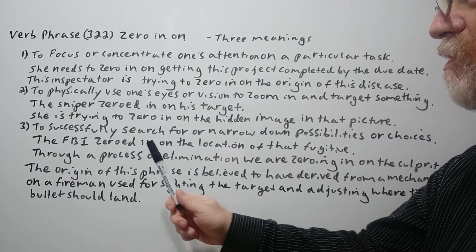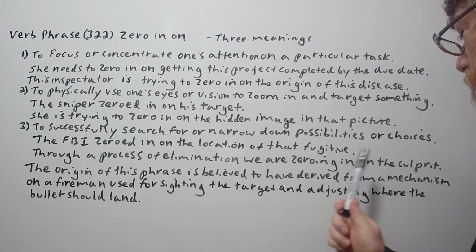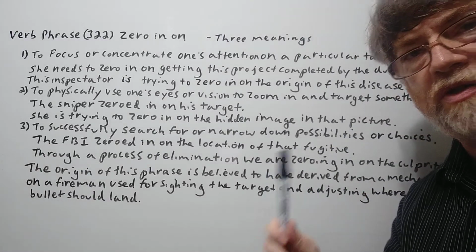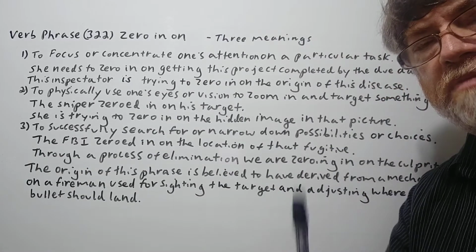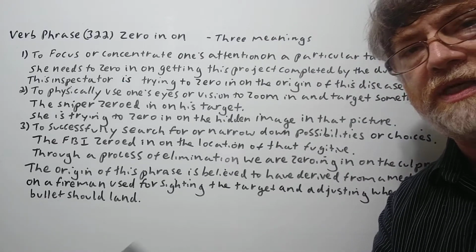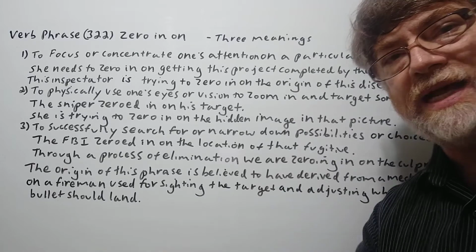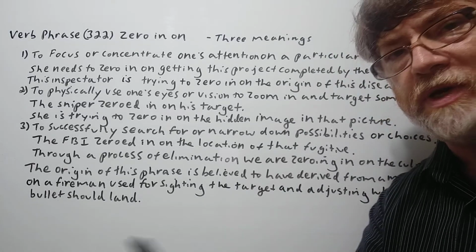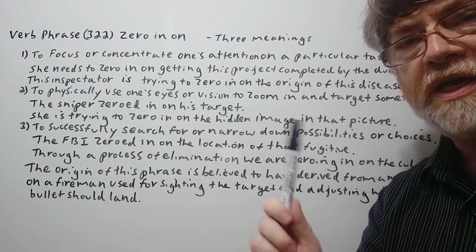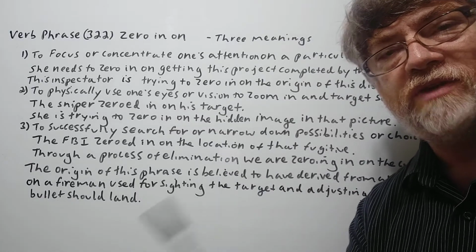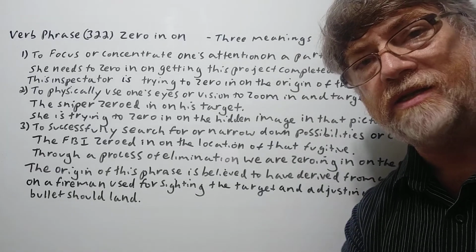The second one here, through a process of elimination, we are zeroing in on the culprit. So maybe the person who did something wrong, maybe they can eliminate people. They check, he couldn't be guilty, or he wasn't there, or he has an alibi, and they're zeroing in. They know maybe so many people were in this area, it must be one of them. So they're zeroing in on it. They're going through a process of elimination to figure out who may be the guilty one.